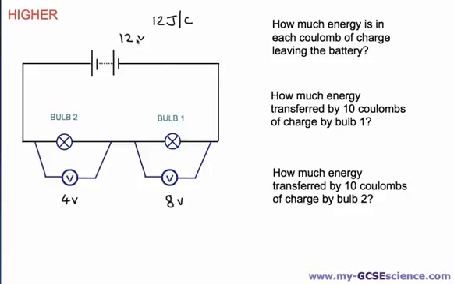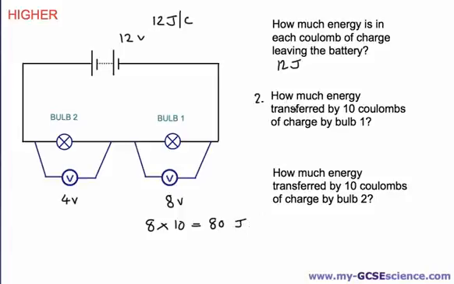Now that's just talking about the battery here, but if we're looking at bulb 1, so for question 2, for question number 2, it says how much energy is transferred by 10 coulombs of charge by bulb 1. Now be careful here, because it'd be very easy to use this 12 volts here to do our calculation, but if we're measuring the potential difference across bulb 1, it's actually 8 volts. So that means 8 volts per coulomb, and we've got 10 coulombs of charge, so that would be 8 times 10 equals 80 joules of energy.